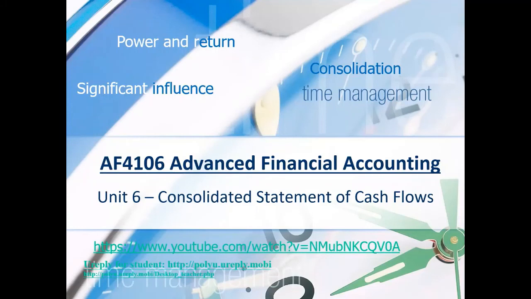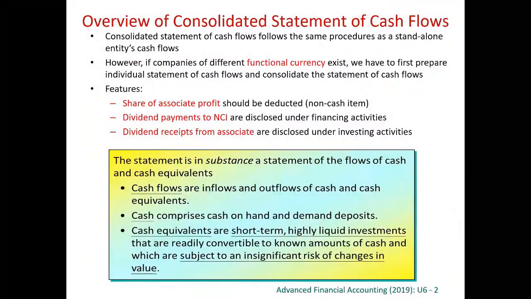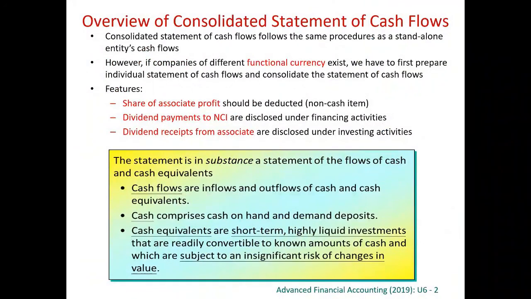This is Unit 6, Consolidated Statement of Cash Flow. So basically, a consolidated statement of cash flow follows the same procedure as a standalone entity's cash flow. However, if companies of different functional currency exist, we have to first prepare the individual statements of cash flow and then consolidate the statement of cash flow.